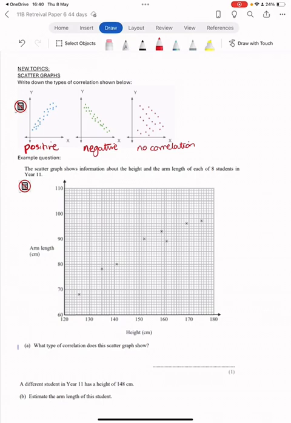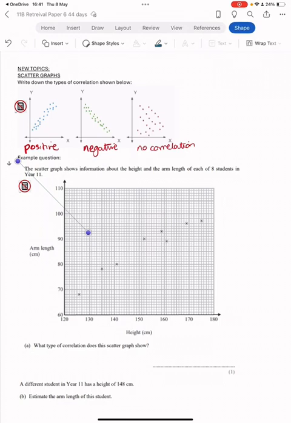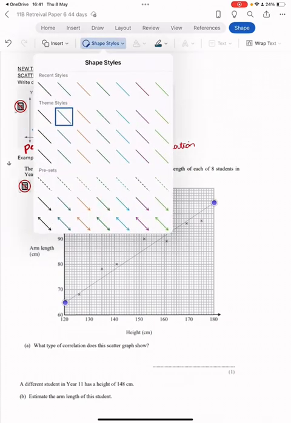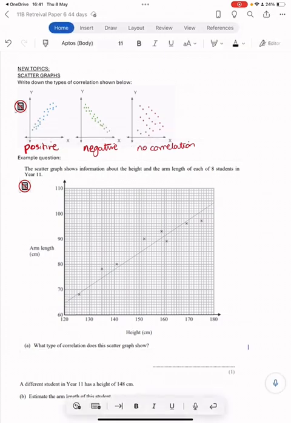So we have this question. The scatter graph shows the information about the height and the arm length of 8 students in year 11. Now, before you even read the question, get into the habit of drawing a line of best fit. Your line of best fit should go through the majority of the points, and it does not have to connect to 0. Don't think about it too much. Just do it quickly and don't overthink it. Don't count how many points at either side. That's going to get me 1 mark somewhere in a scatter graph question.